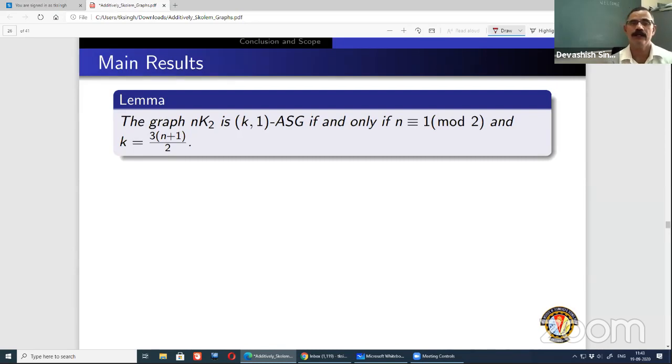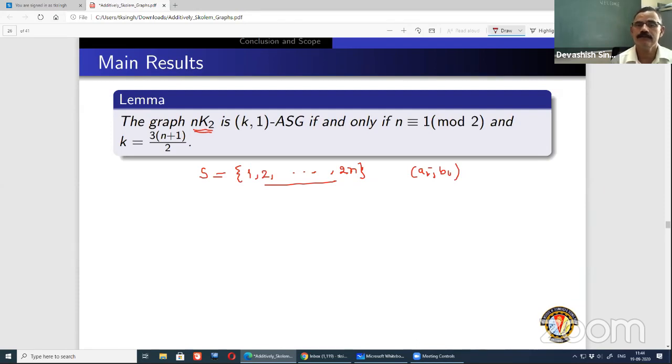As I told you, if you take n copies of K2, how many labels are there? 1 to 2n. These are the set of numbers available to us. What am I going to get? I am going to get an ordered pair (a_i, b_i) in this way. So each (a_i, b_i) I am going to select from this set. Suppose this is my set S, and from that, what do I do?